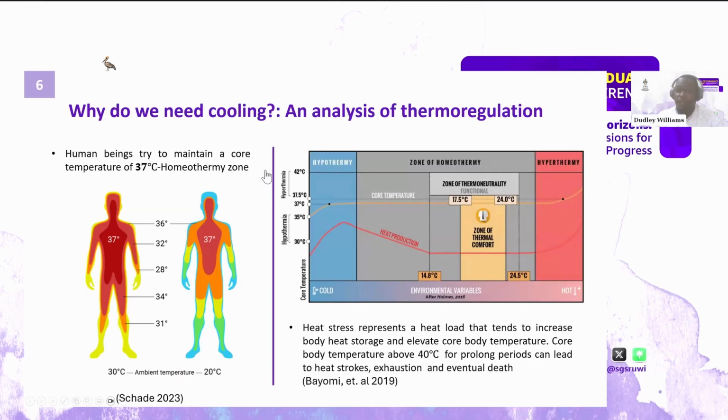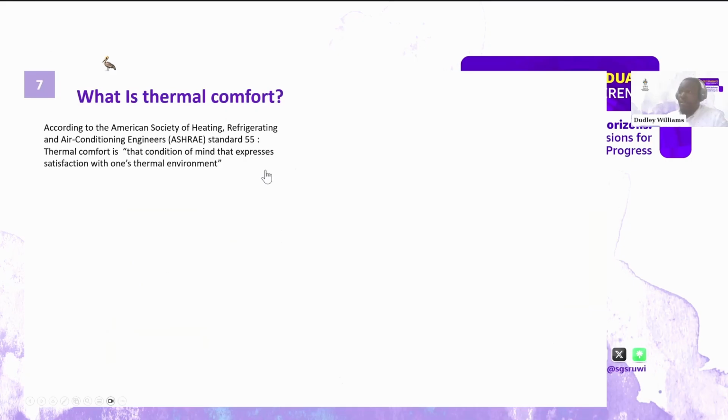Now, one definition that we would like to start out with is heat stress, which represents a heat load that tends to increase body storage and elevate core body temperature. Now, if this body temperature is above 40 degrees for prolonged periods, what we realize is that you will get heat stroke, exhaustion, and in some cases, eventually die. Now, how can we prevent this?